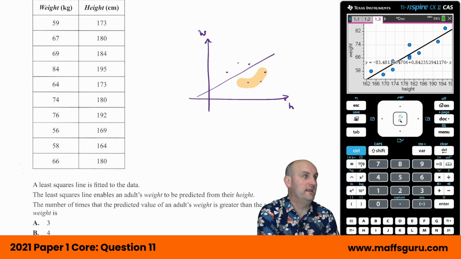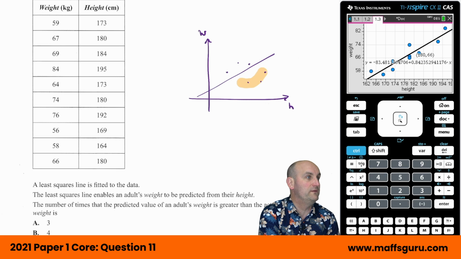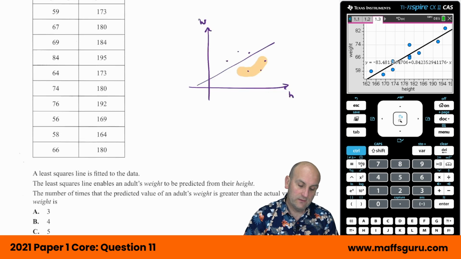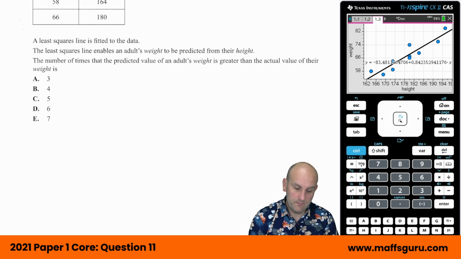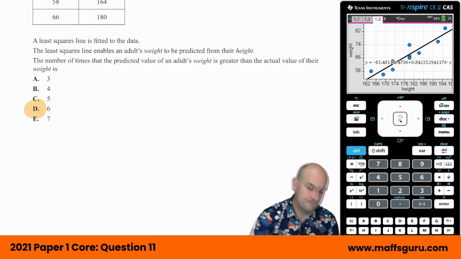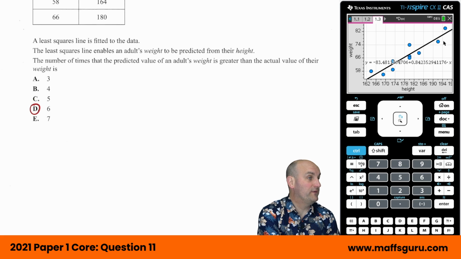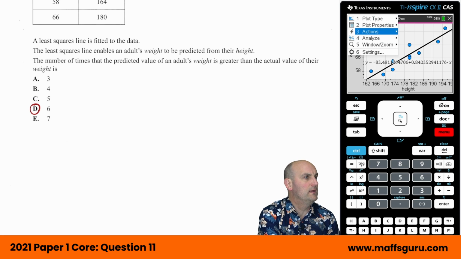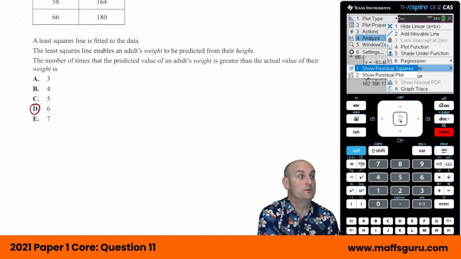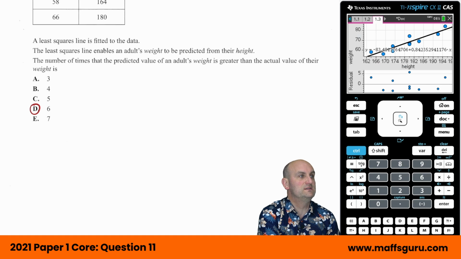And to be honest with you, all I did there was count the points. 1, 2, 3, 4, 5, 6. So I counted 6 points, and so I posited that D was the correct answer. There was another way. I found this function, which was quite funky as well. I actually then did menu, analyze, and residuals, and then basically show residual plot.